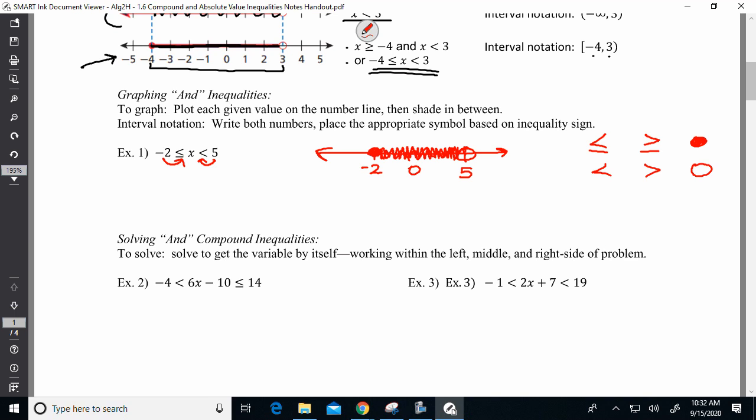So for interval notation, we only use the numbers. So -2 and 5. -2 has the less than or equal to symbol, so it gets a bracket. 5 has a less than sign only, so it gets the parenthesis. So there's your graph, there's the interval notation. We're done with problem number 1, because all they asked for was a graph. Questions before we move on to example 2?